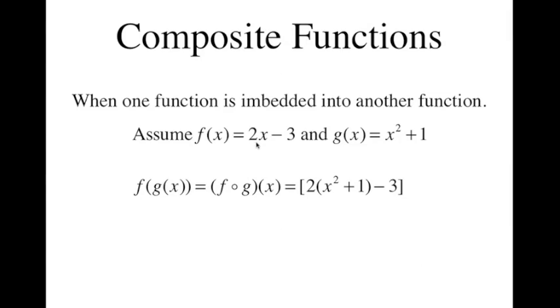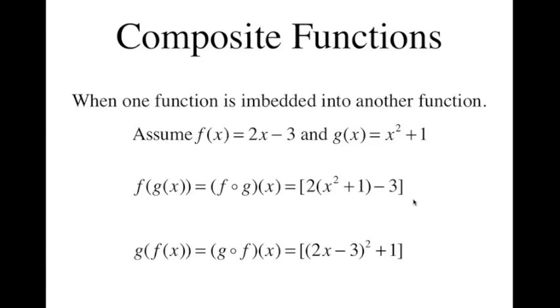So here we've got our 2x minus 3 for our f, but we want to put this inside our x for our f of x. So here we see where our x once was, it is now our g of x. So you would multiply that out, simplify, combine like terms, and you would have your new function f of g of x.